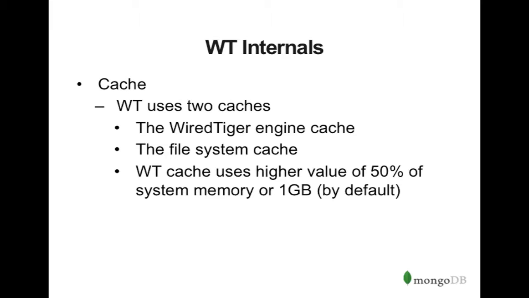Another difference is the defaults. Since MMAPv1 only had one cache, you never really had to worry about knowing how much memory was allotted to the file system cache. It just used all the memory that was available to it. With WiredTiger, by default, we will choose 50% of available system memory for the WiredTiger cache and the other 50% for the file system cache, or 1 gigabyte, depending which is higher. So on a particularly small system, you might only be able to get 1 gigabyte for the WiredTiger cache, but for most systems, it should on average be 50% of available memory.